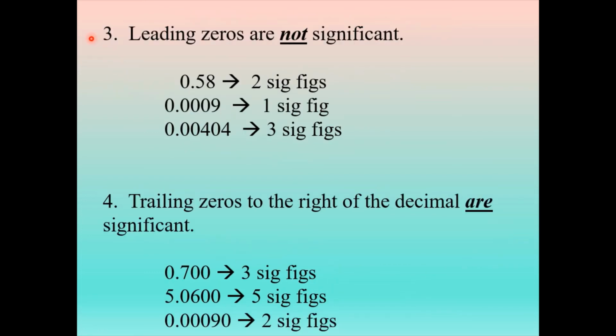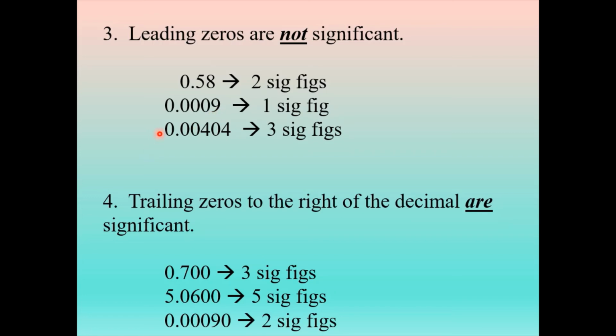Rule number 3 is that leading zeros are not significant. So this is different now. So the number 0.58 only has 2 sig figs. This leading zero does not count. The number 0.0009 has 1 sig fig. The 9 is the only significant figure in this number.